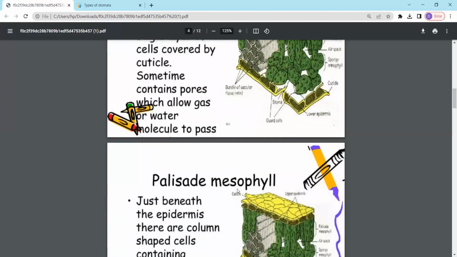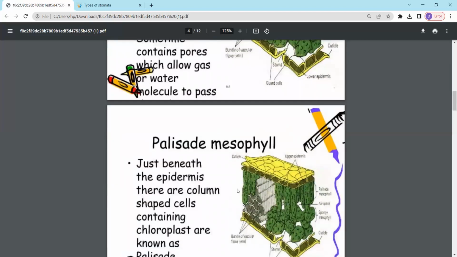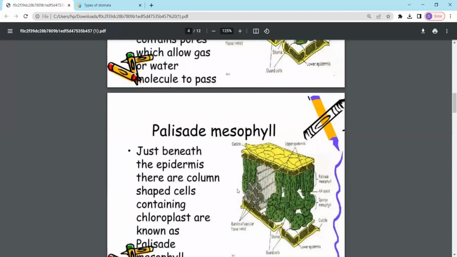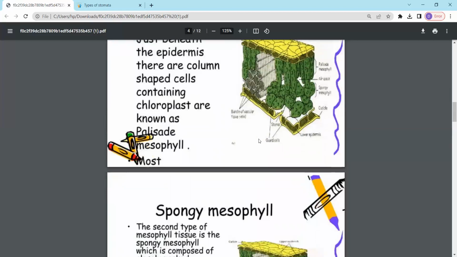Next one is palisade. The epidermis is followed by the mesophyll tissue. The upper layer of the mesophyll tissue is called the palisade, and the inner side is called the spongy mesophyll. Just beneath the epidermis there are column shaped cells which contain chloroplasts. They are called the palisade mesophyll. Due to the presence of these chloroplasts, the palisade tissue mainly helps in photosynthesis.